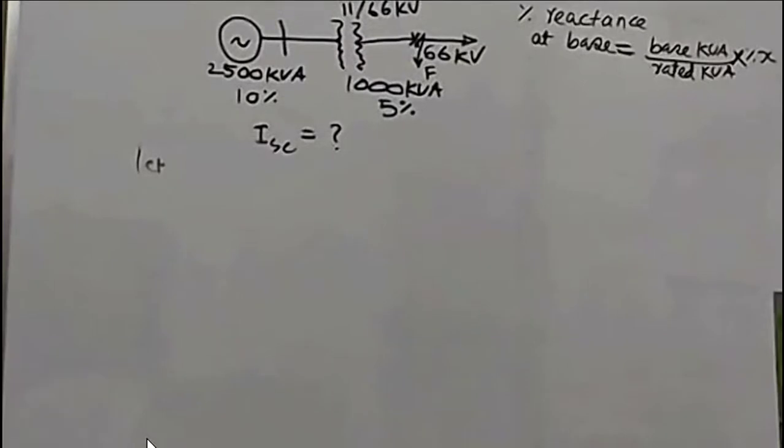I am giving you another formula. The percentage reactance at the new base, or at any base, equals base kVA divided by rated kVA into percentage reactance. I have written it on the top of the board. Can you see it? I am showing you how we can calculate.